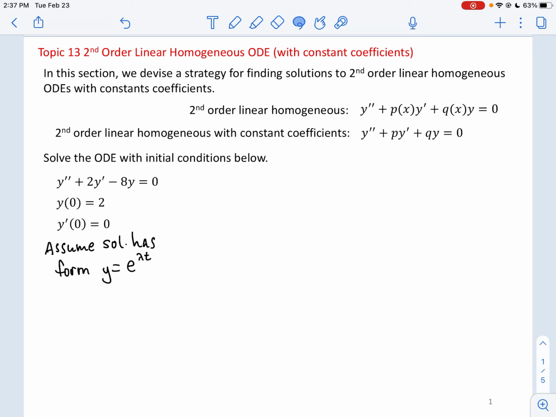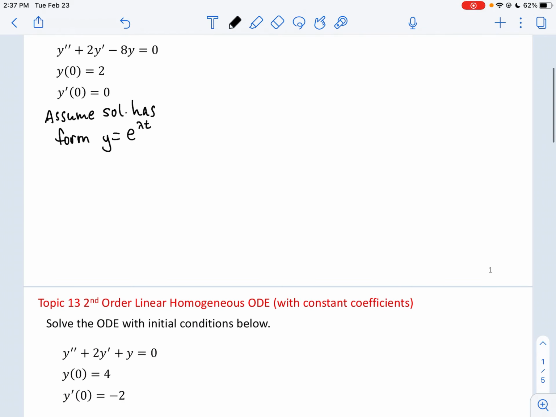And we are going to differentiate this once and then twice, substitute it into this differential equation, and figure out what lambda has to be so that the differential equation is satisfied. So let's find out what the first derivative would be. If y is equal to e to the lambda t, and by the way, lambda is the Greek letter, it's spelled this way, lambda. The first derivative would be e to a constant times t. Lambda we're assuming is a constant, so the derivative using the chain rule would be lambda times e to the lambda t.